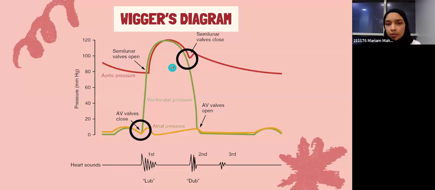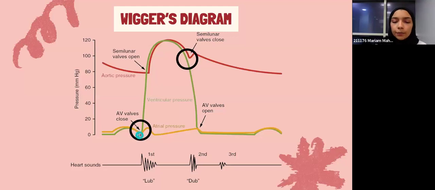Okay, so now for the Wiggers diagram. I think there's another lecture about this in the cardiac cycle, so I'll just explain it very briefly. Here you can see the yellow one is the atrial pressure, the green is the ventricular pressure, the red is the aortic pressure. Okay. So first there's this bump. This bump in the atrial pressure is basically because of atrial contraction, okay? So when the atrium contracts, it pushes the blood to the ventricle.